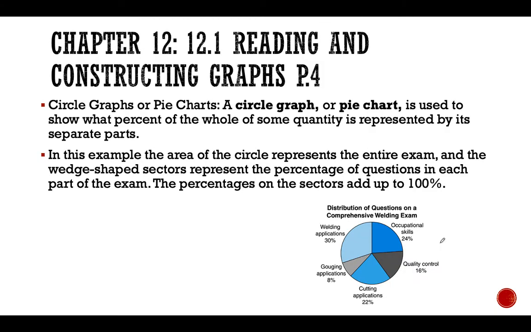The third type of graph we're going to discuss is circle graphs or pie charts. A circle graph or pie chart is used to show what percentage of the whole some quantity is represented by the separate parts. This is an example of the distribution of questions on a comprehensive welding exam. All of the portions add up to 100%. So we can see that welding applications questions were 30%, quality control was 16%, gouging applications were 8%, and so on.